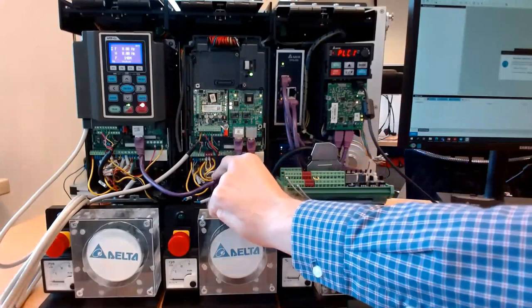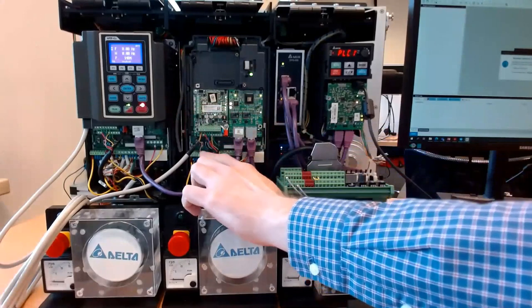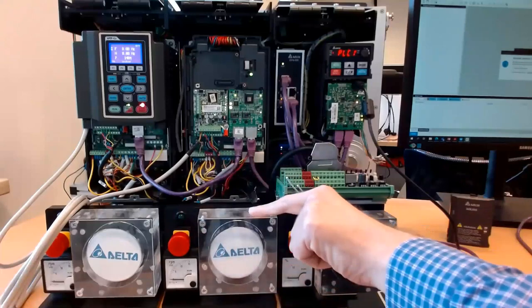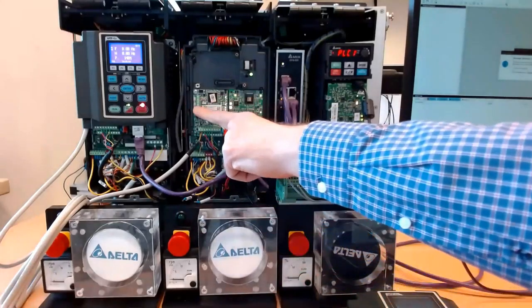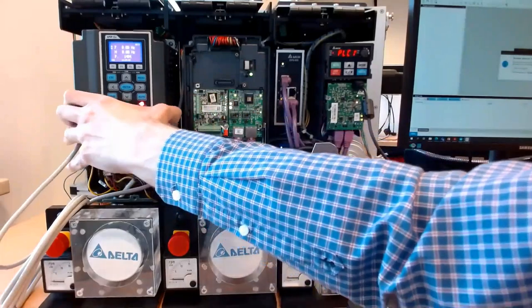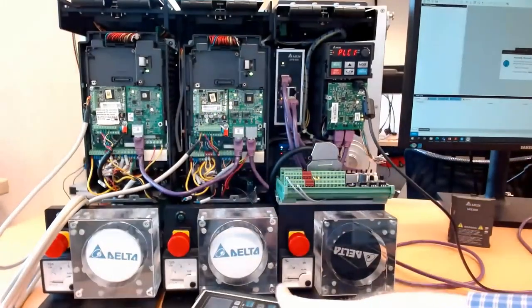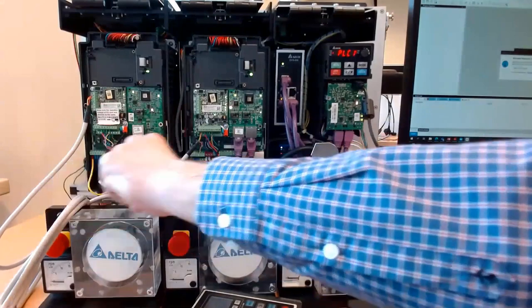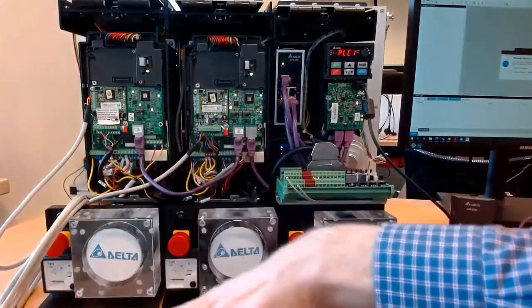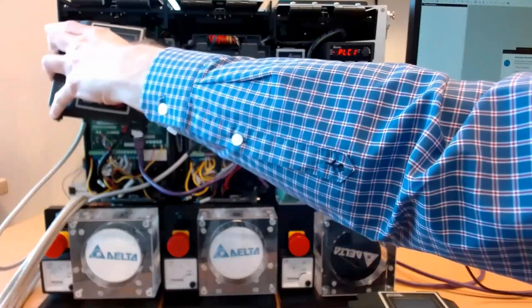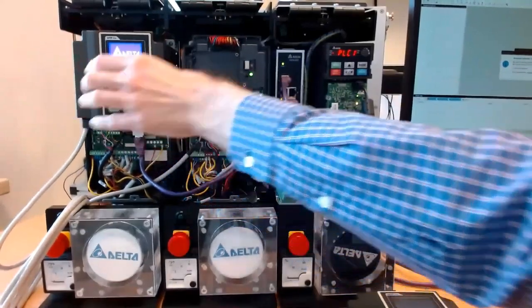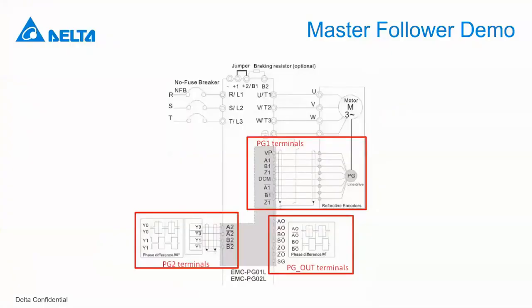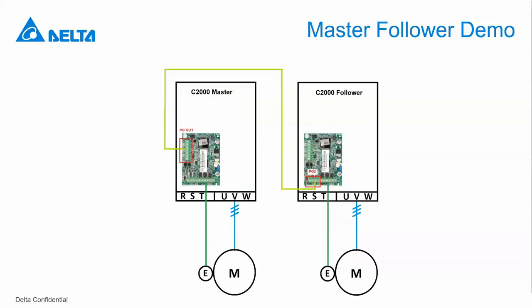So if this drive were configured as a master, then you could take the pulses which are coming in from this motor, and you could output them on these terminals. And you also can see here, in this configuration, I have this drive running as a master, and this drive is configured as a follower. So you can see here the different terminals which I just mentioned. And also you can see here how they are wired.